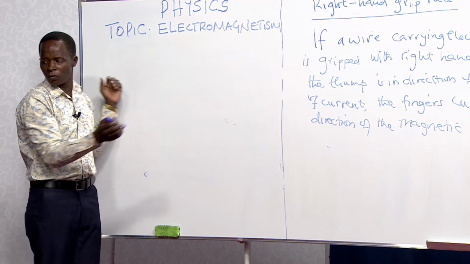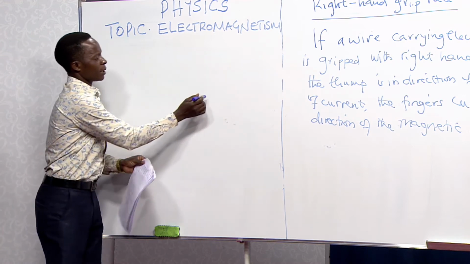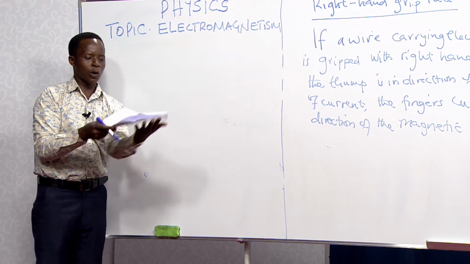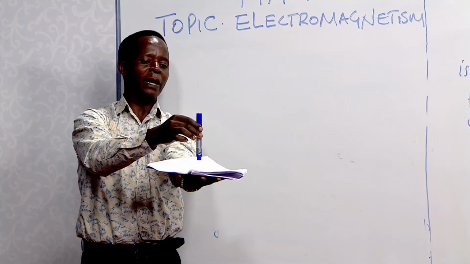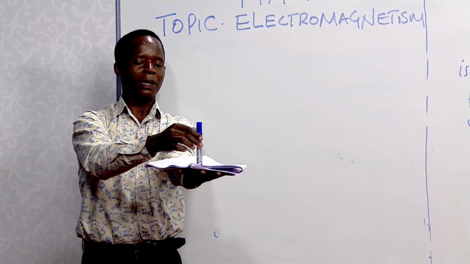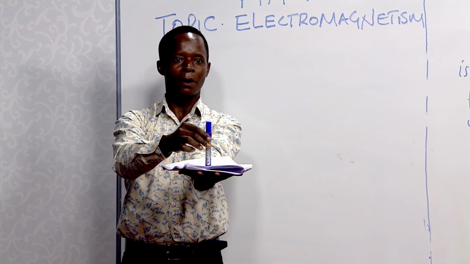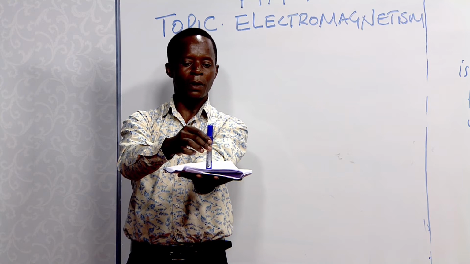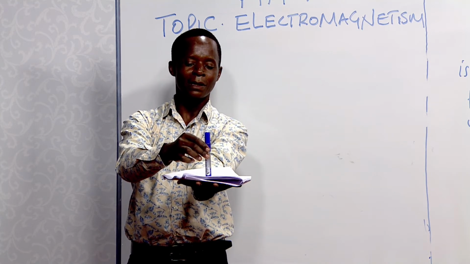If you have a piece of paper or a book, do it this way, because for me, I'm using the blackboard. You can hold your paper or your book this way, and then imagine this is a wire carrying a current. All right? So this is a wire carrying current.